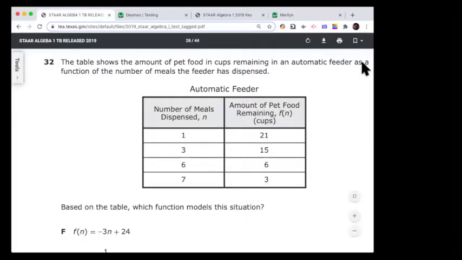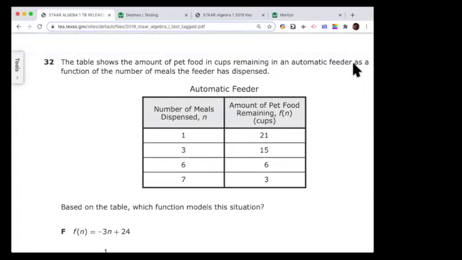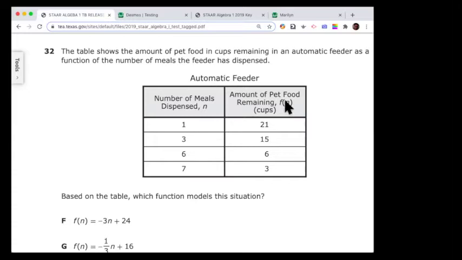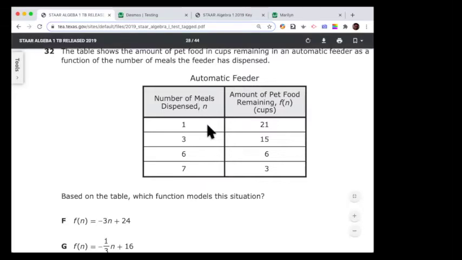We have another table question. We've seen this just before. The table shows the amount of pet food in cups remaining in an automatic feeder as a function of the number of meals the feeder has dispensed. So we have an n on this column, and we have a function of n that shows that this is actually a y. So we have an n, which is our x column. A function of a number is our y column. And we only have 4 rows this time.